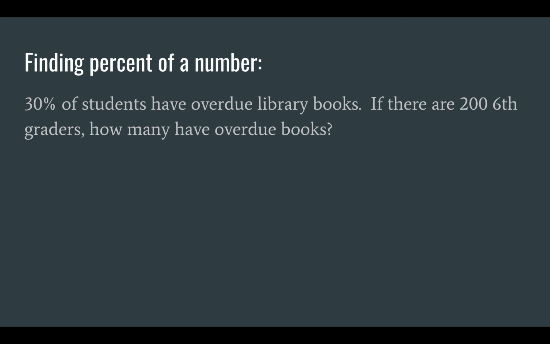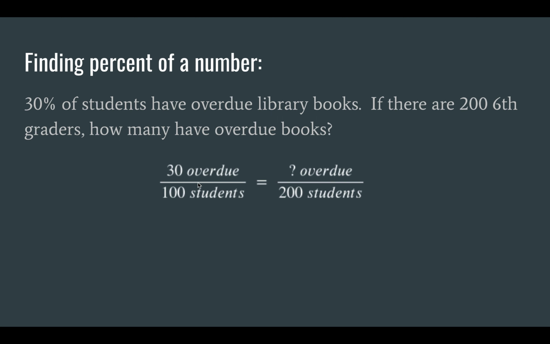So what if I'm given the percent already and I need to find something out about the actual numbers? So 30% of students have overdue library books. If there's 200 students, how many of them have overdue books? We can set up our ratios exactly the same way, except now my question mark is in a different spot. Now I know what my percent is. I have 30 for each 100. And that's the same as how many for each 200.